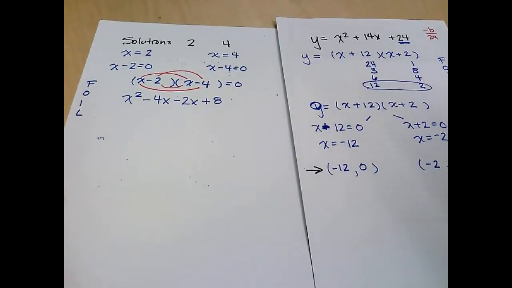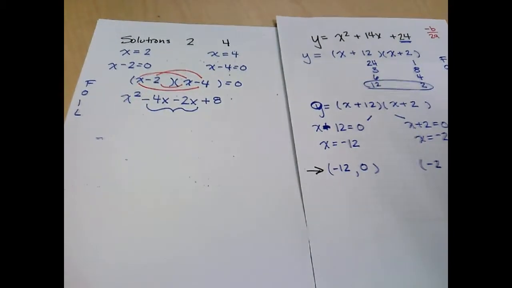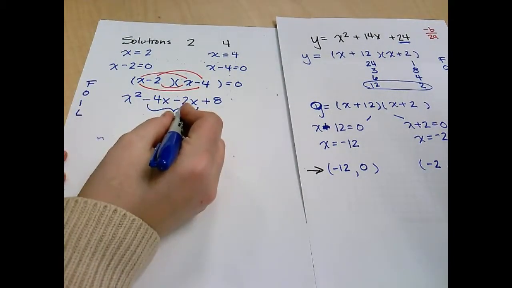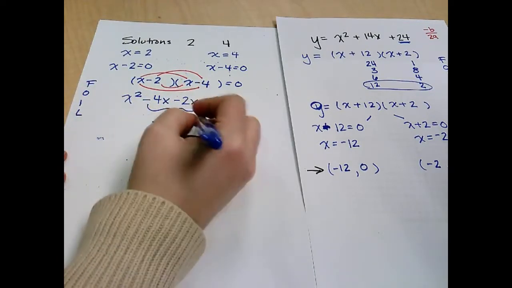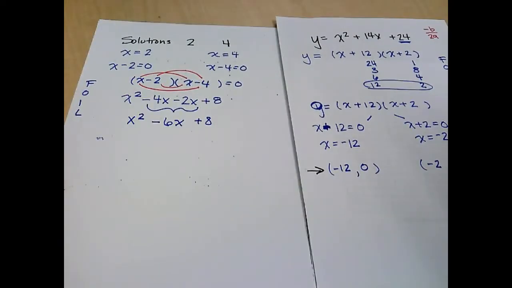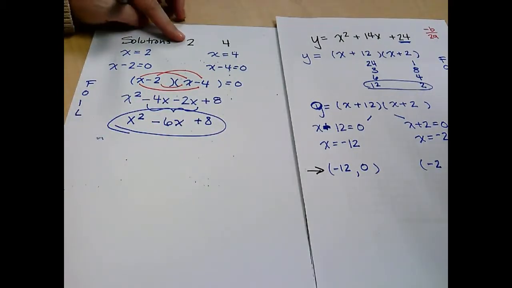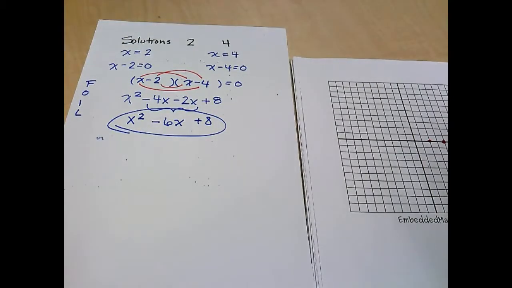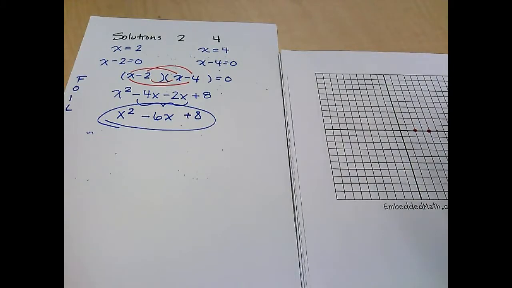Now I check to see what can be combined, and always my 2 separate terms should be able to be combined. So negative 4x and negative 2x should give me negative 6x, plus 8, and then the x squared in the beginning. So this equation should yield solutions of 2 and 4, which means when I graph it, it better cross that x-axis at 2 and at 4.